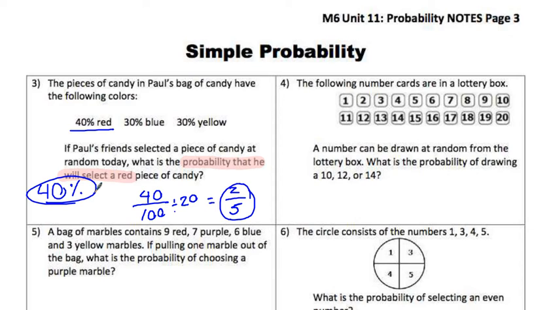Let's look at number 4 together. The following number cards are in a lottery box. A number can be drawn at random from the lottery box. What is the probability of drawing a 10, a 12, or a 14? Now, I don't care which one I pick. It could be a 10, a 12, or a 14. So, how many choices do I have to pick? 3. Out of how many total cards are there? I have 20 cards in the lottery. Can that simplify? No, it cannot simplify, so 3/20 is the answer.